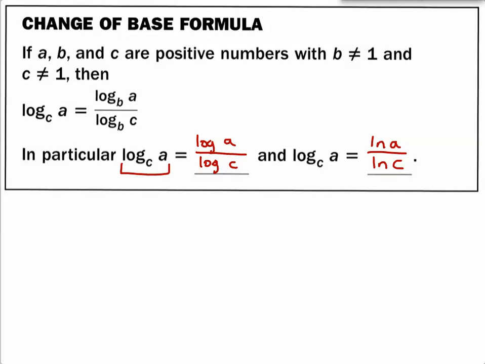Your calculator almost certainly has a button for both of them, so you can use either the common log, the button that says log on your calculator, or you can use the natural log, the button that says ln on your calculator. I prefer the natural log because it's better, but mostly because it has one fewer letter to write, and so that means a little bit less work. But you don't have to agree with me on that.